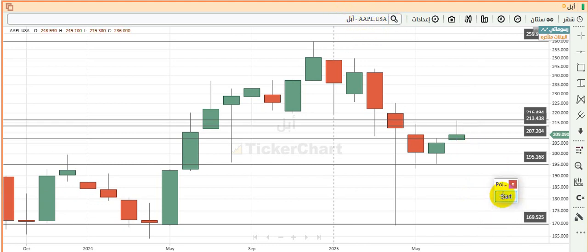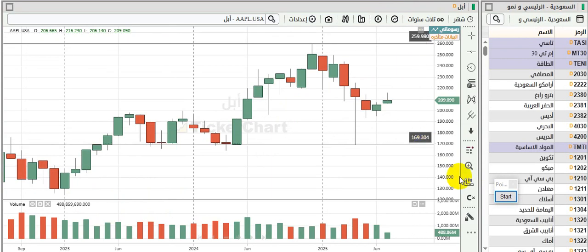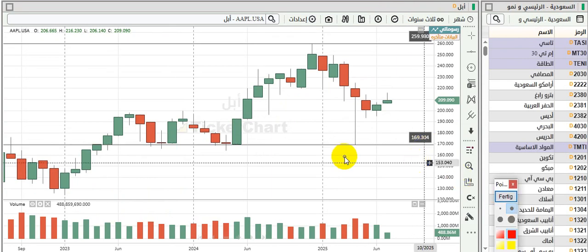Let's start with the monthly timeframe. The first step is to draw a line on the most recent clear high and clear low on the chart. So, on the monthly chart, we found the most recent low around $169.50, and the most recent high around $259, and we draw lines on both.